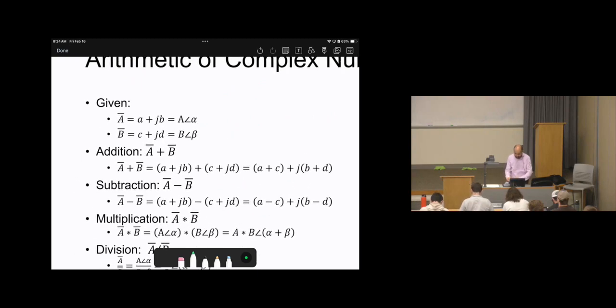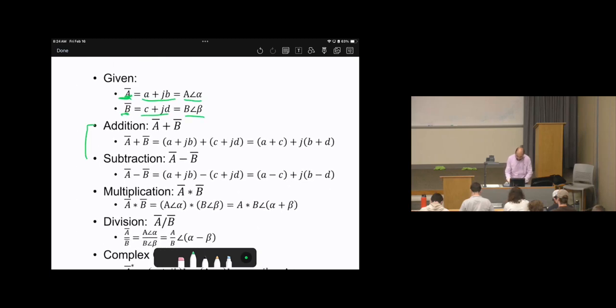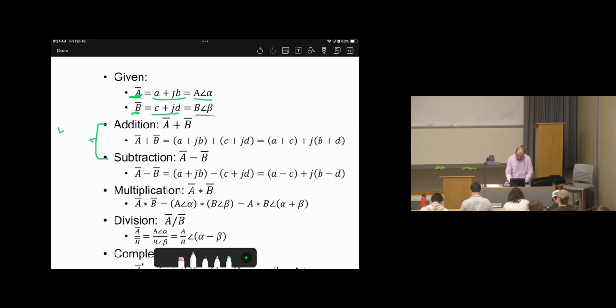So here, let's assume that the complex quantity A has this rectangular format and this polar format, and B the same, this is rectangular, this is polar. Now we need to do addition. In order to do addition and subtraction, the best thing is to use rectangular form. You cannot do the subtraction or addition whenever you have polar.